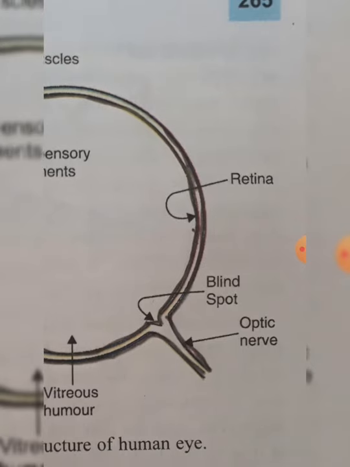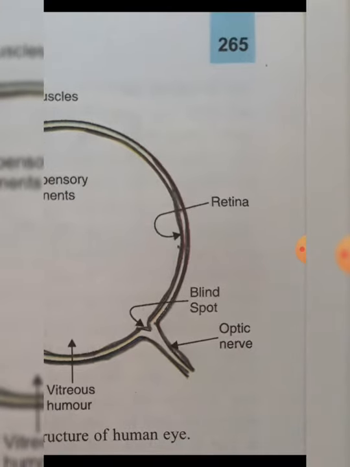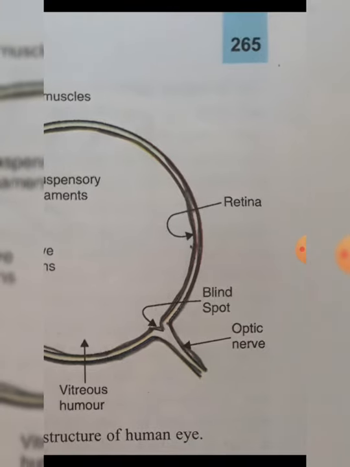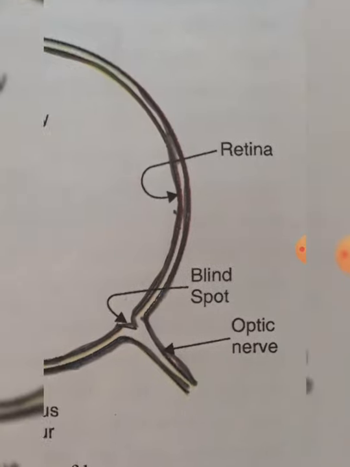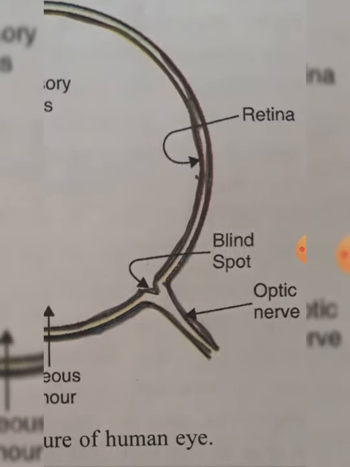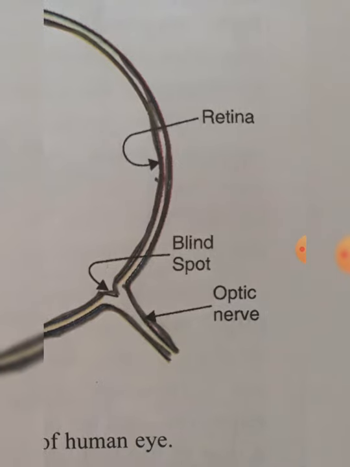Now, the image formed on the retina is conveyed to the brain by these optic nerves, as these optic nerves are connected to the brain. So, whenever an image is formed on the retina, these optic nerves can convey that image to the brain, and the brain gives rise to the sensation of vision.